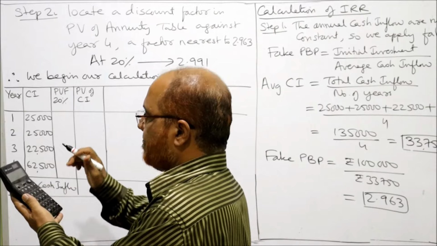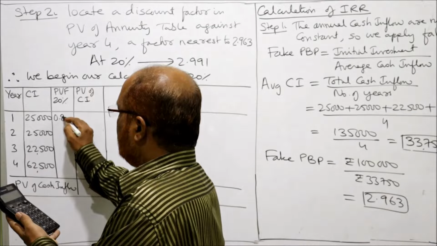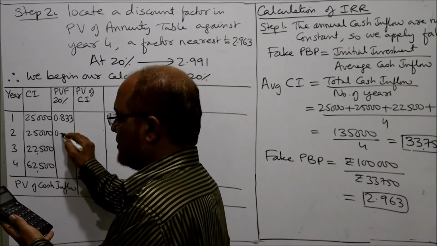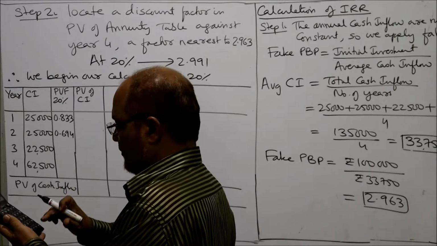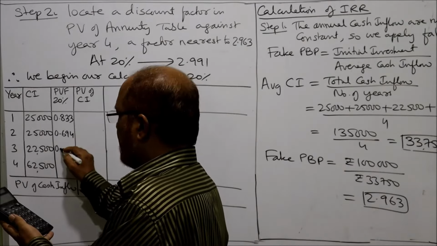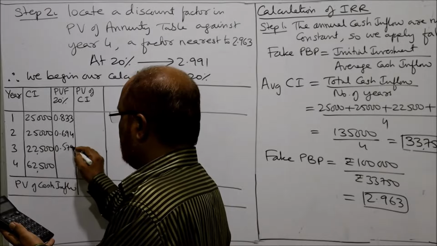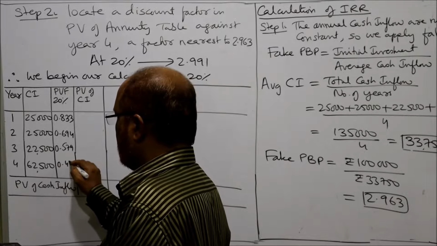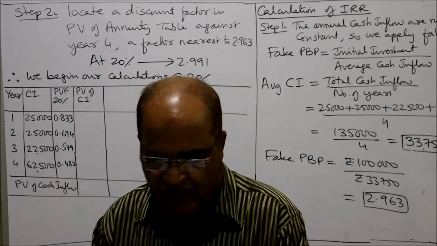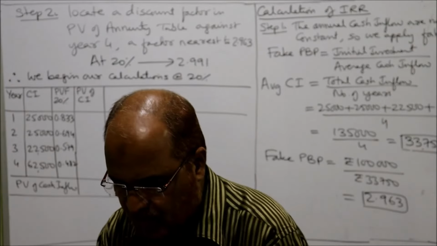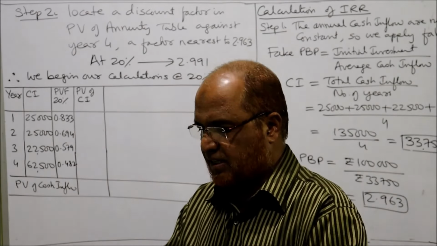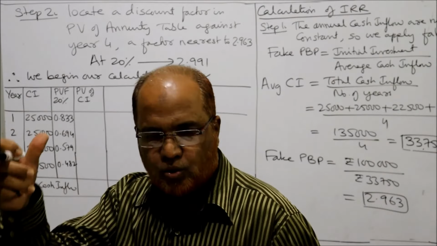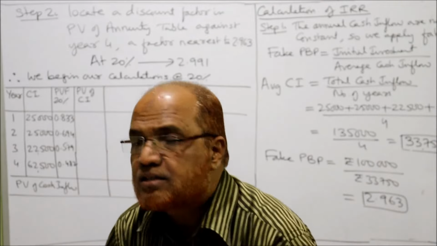1 divided by 1.2. I am getting 0.833, then 0.694, then 0.579, then 0.482. We'll confirm it whether our values are correct or not. 20% we have taken, 0.833, 0.694, 0.579, 0.482, right? Our values are right.